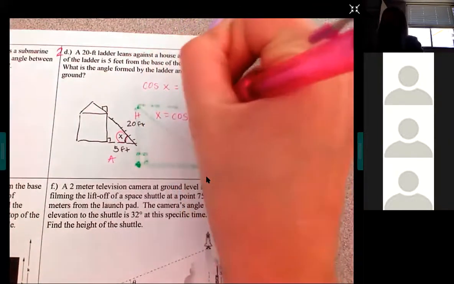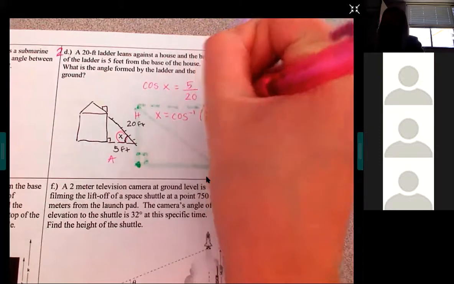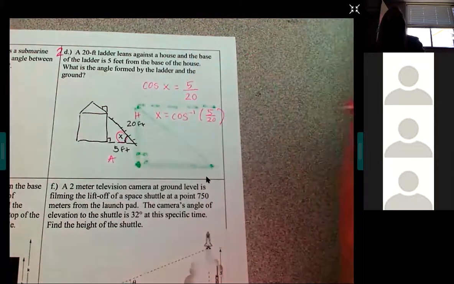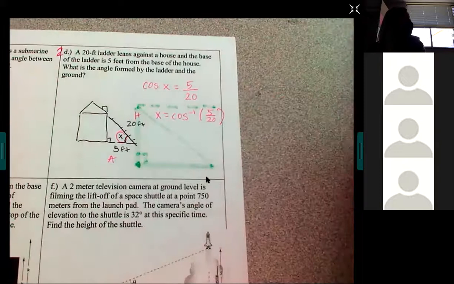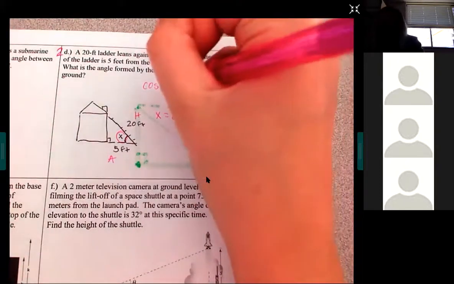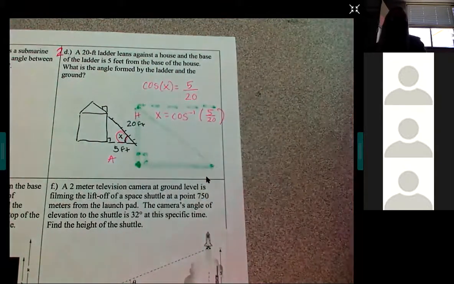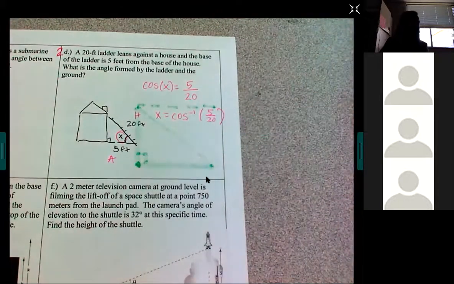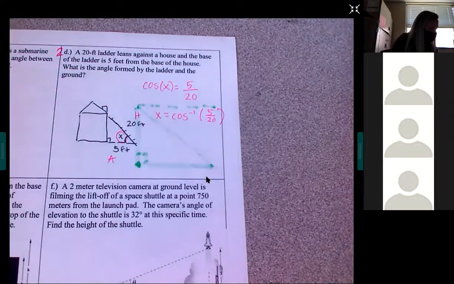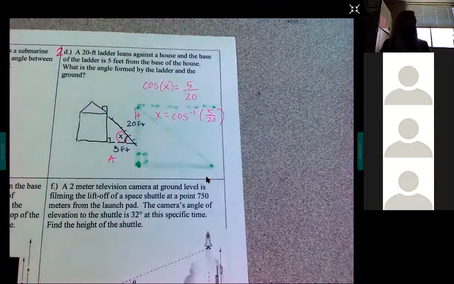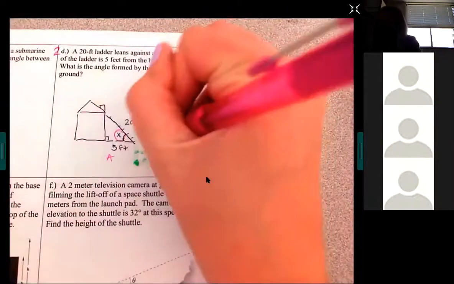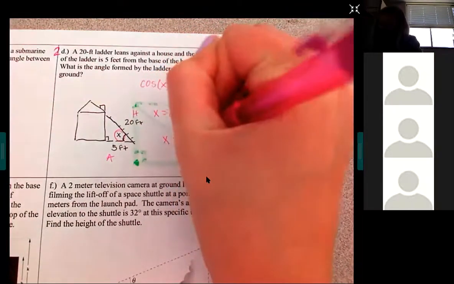So y'all, I told several people last week and yesterday, anytime you're trying to find an angle, that is always inverse, because you're trying to find what we're taking the cosine of. So if you do cosine inverse of 5 over 20, what'd y'all get? Yeah, 75.5 degrees.